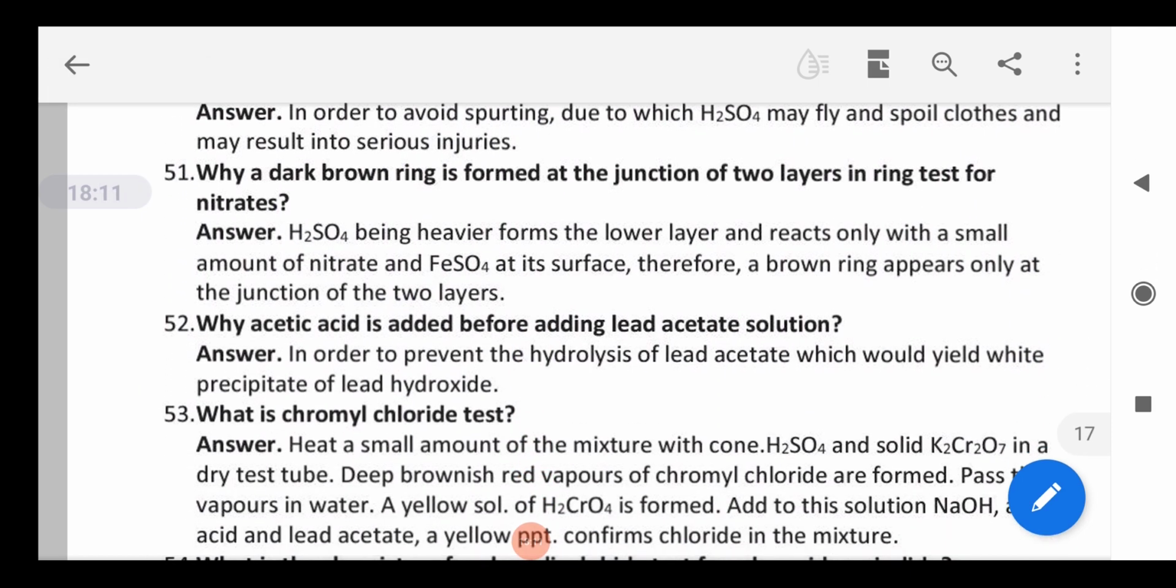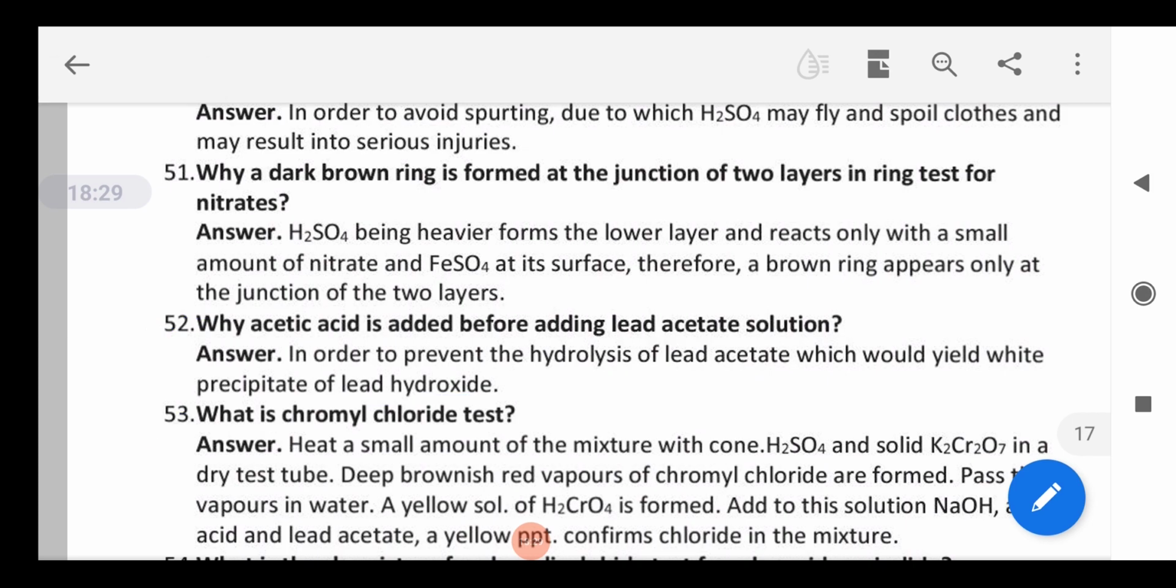Question number 52. Why is acetic acid added before adding lead acetate solution? This we do to prevent the hydrolysis of lead acetate, which otherwise would yield a white precipitate of lead hydroxide.